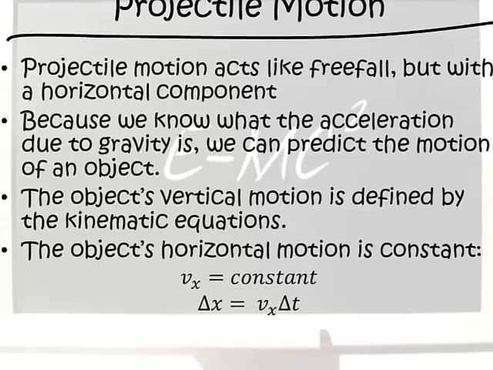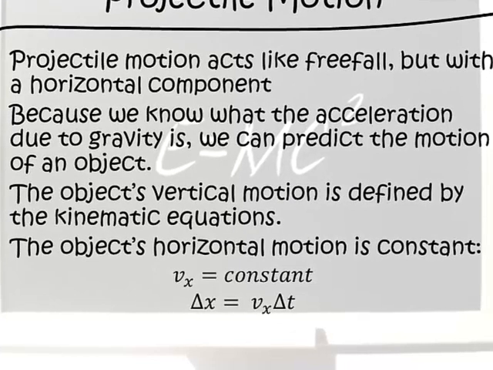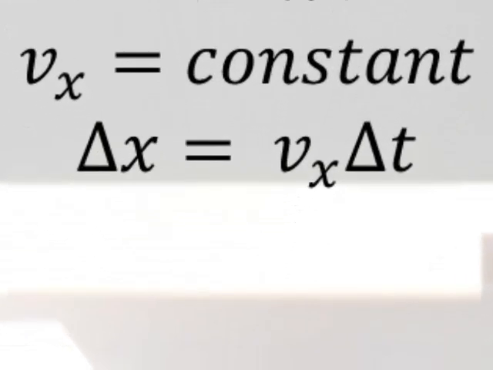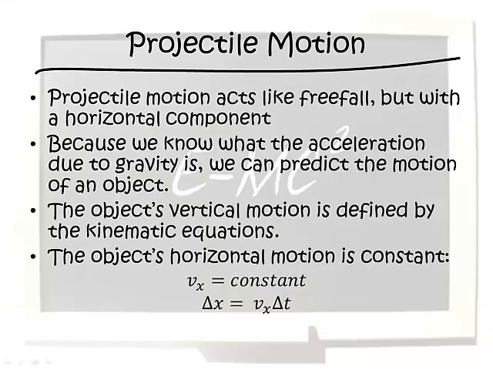Here's the really nice thing about projectiles. Horizontal motion is constant. The velocity does not change if there's no air resistance. So your horizontal displacement, delta x, equals the horizontal velocity, that's what that v sub x is, times the time. This is just another version of the average velocity equation. We'll talk more about these equations in a minute. Before we get to that, though, I want to talk about wind resistance.